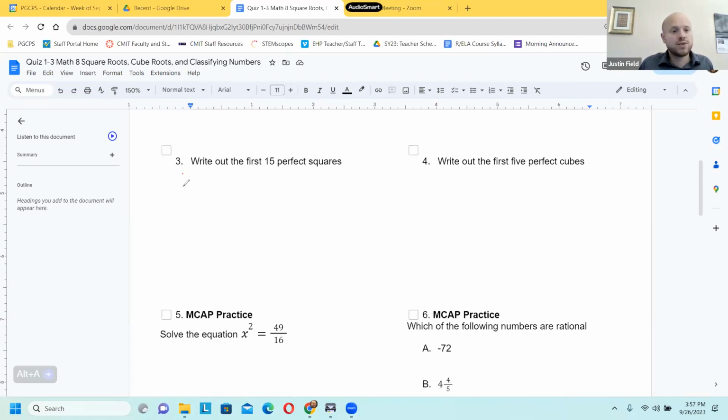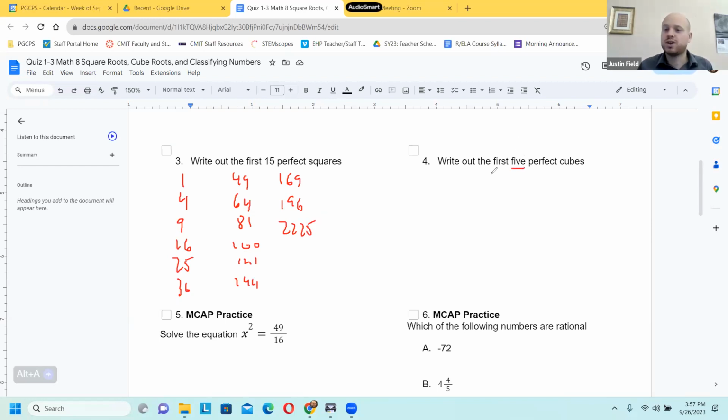Okay? So the first 15 perfect squares are 1, 4, 9, 16, 25, 36, 49, 64, 81, 100, 121, 144, 169, 196, and 225. Remember those?